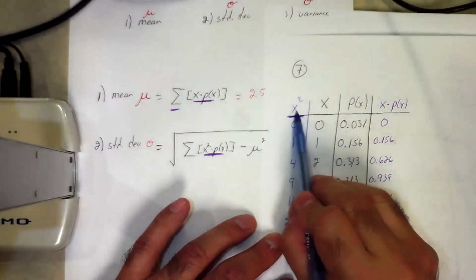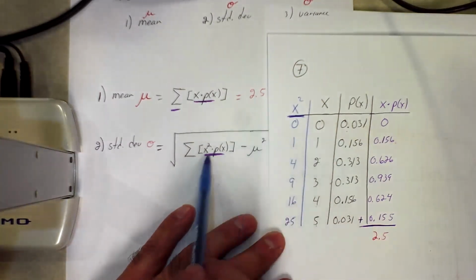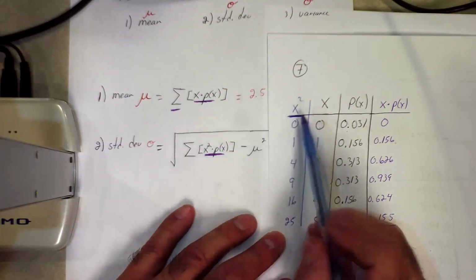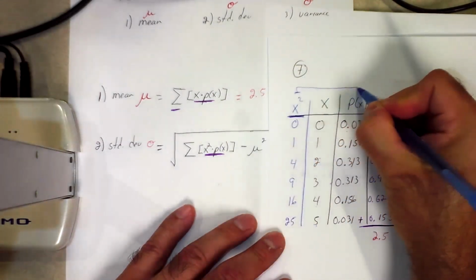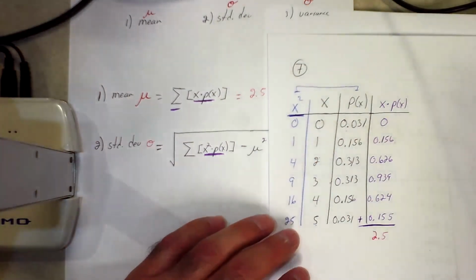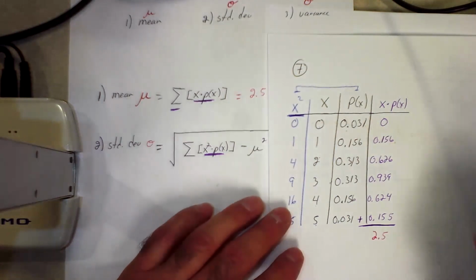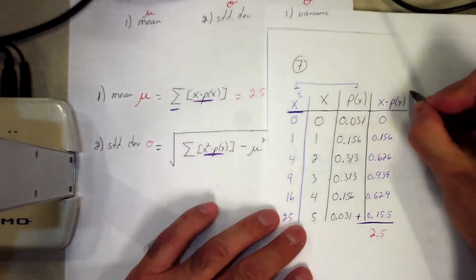Now I have my x squared. Now I have to multiply that x squared times my p of x. So I have to multiply that column with this column. And I have to make a new column. So let me add on.